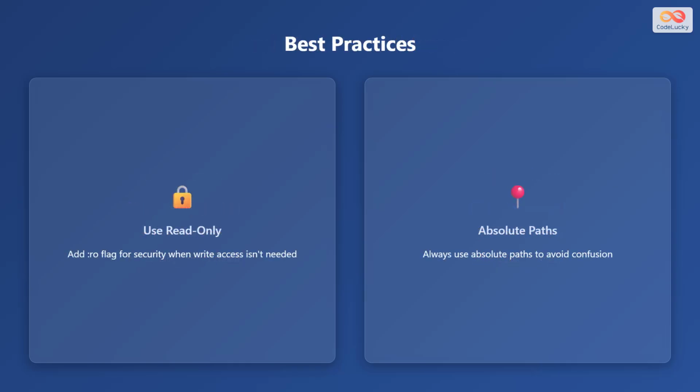Here are some best practices to consider. First, use read-only mode. Add the :ro flag for security when write access isn't needed. Second, use absolute paths. Always use absolute paths to avoid confusion.